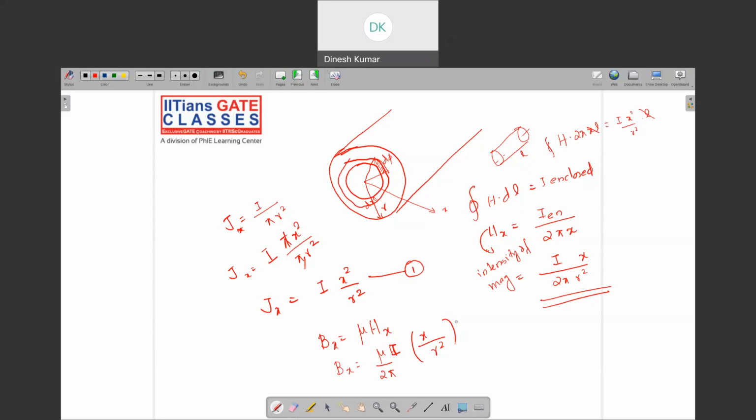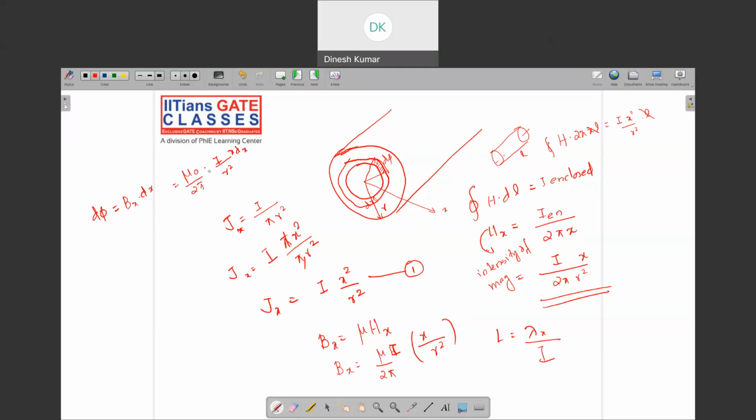Now we have to find the inductance. Inductance is basically flux linkage by current. From B we have to find the flux linkage. What is the total flux linking this particular thing? That can be evaluated by finding the differential flux d phi. So d phi will be Bx into dx, which is basically mu divided by 2 pi into I by r square into x dx.